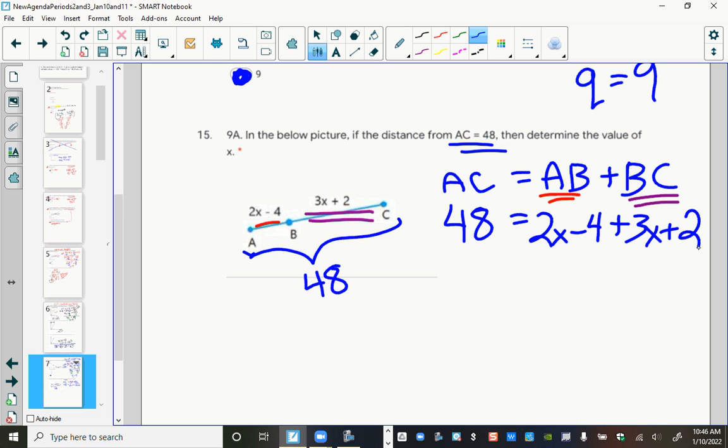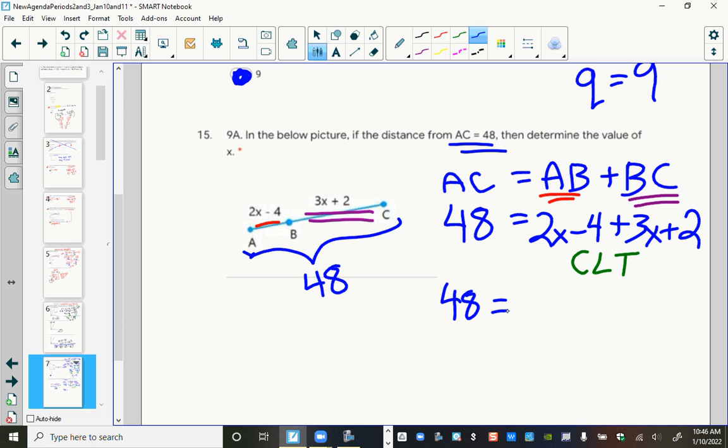Remember, unlike some of the problems where I told you this point's the midpoint, this is not the midpoint here. AB plus BC is going to give us a grand total. You're going to combine these terms. You're right, Valerie, you've got to do your combine like terms deal. It's a CLT. So we do our combine like terms.